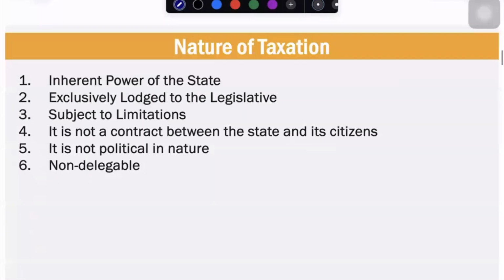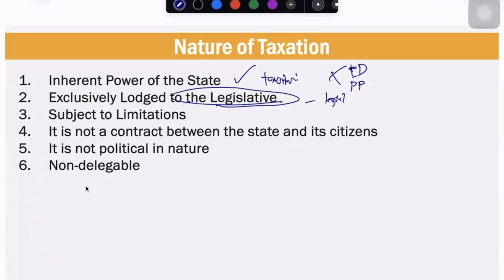Now let's go to the nature of taxation. So the first nature of taxation is the inherent power of the state. We have learned this already, that taxation power is an inherent power of the state, along with the other inherent powers of the state, which are eminent domain and police power. Next, taxation is exclusively lodged in the legislative. When we talk about legislative here, this is your Congress.